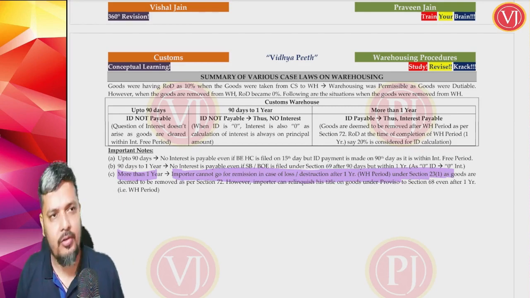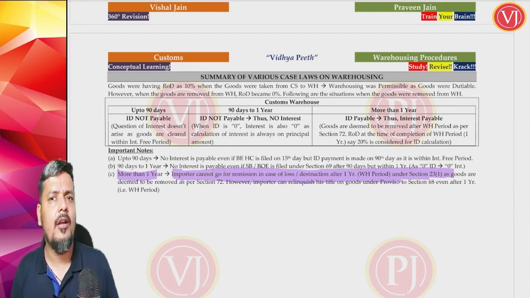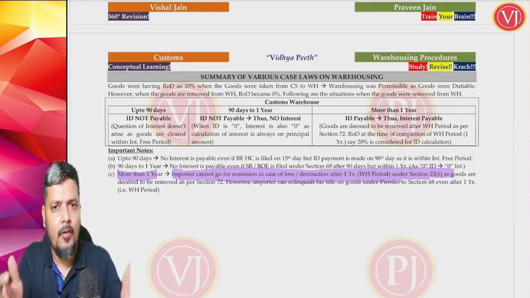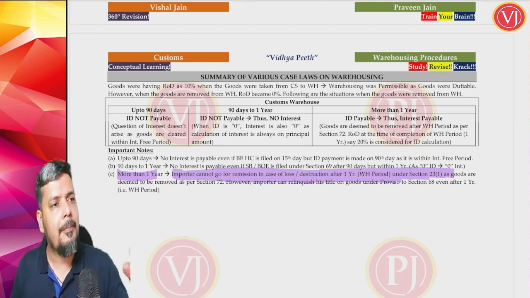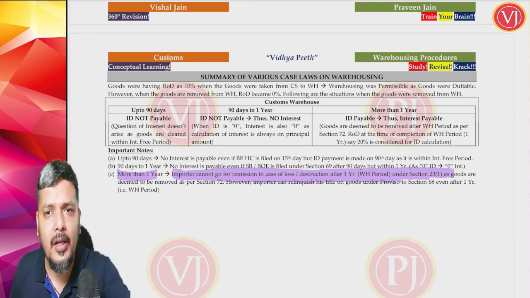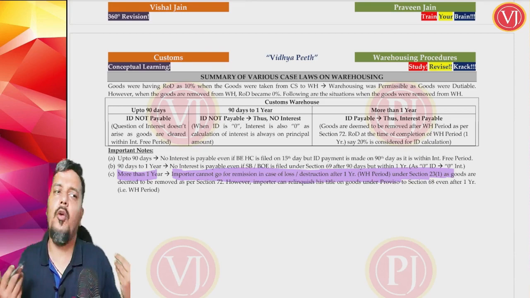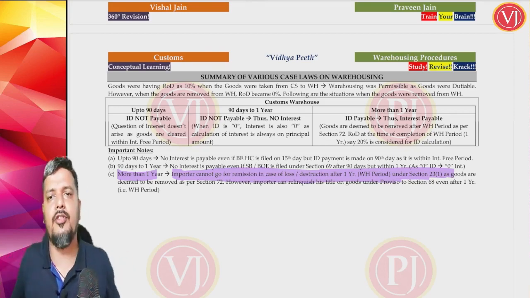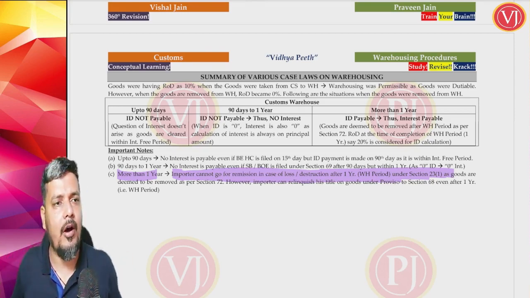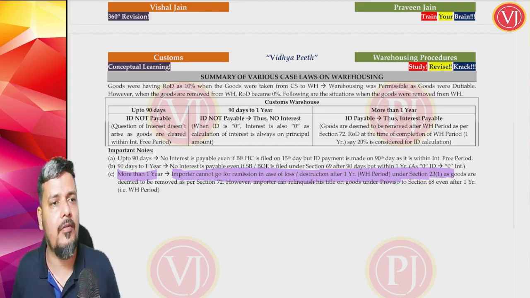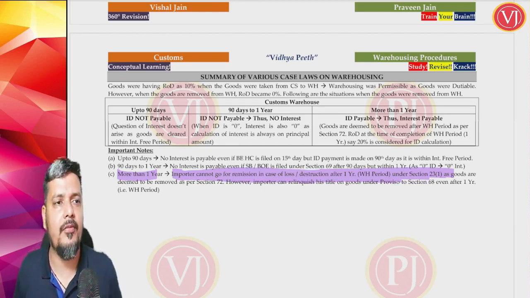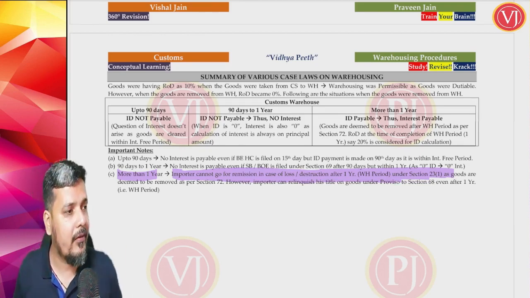Forget about remission. Why? Remission is possible only when you come on time. When period of 1 year is over, the goods are deemed to be removed. Now you have to pay import duty. Don't come for remission in case of loss or destruction. Will not give you benefit of remission under section 23 for total loss, major loss or destruction.